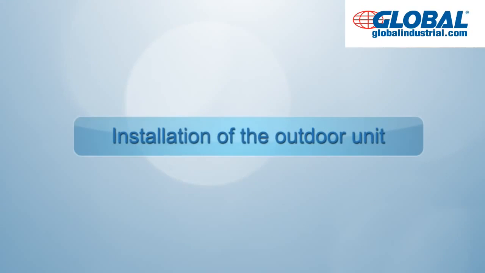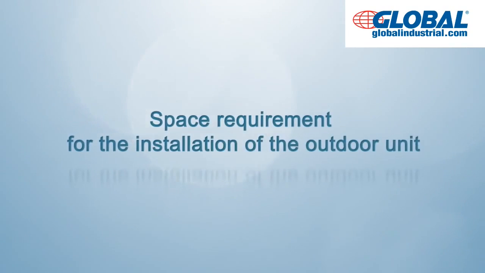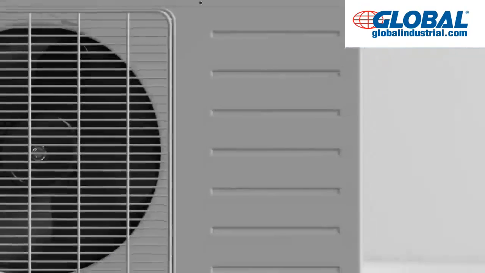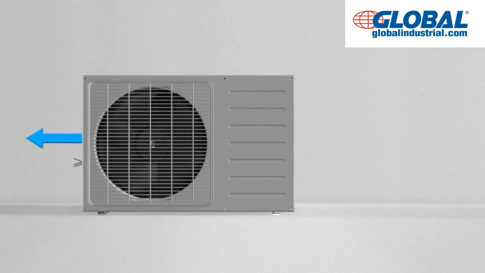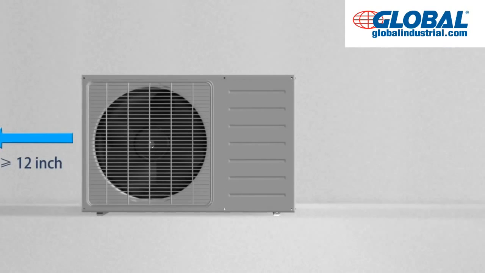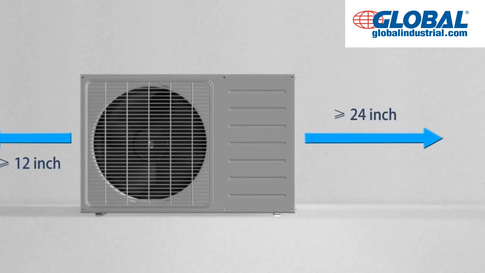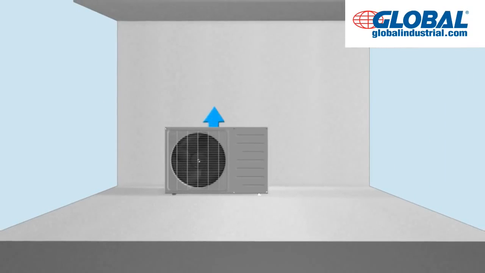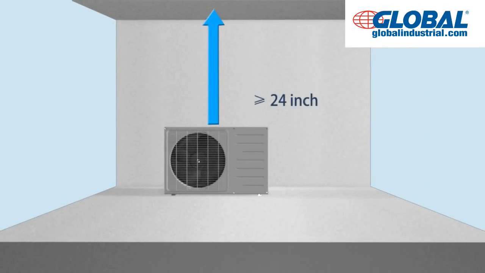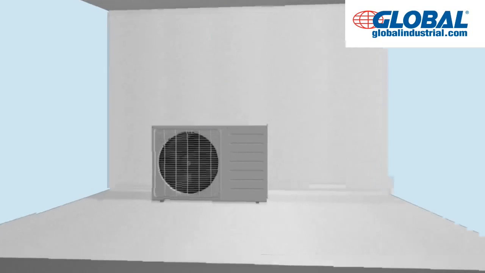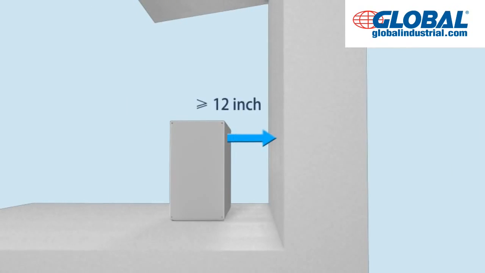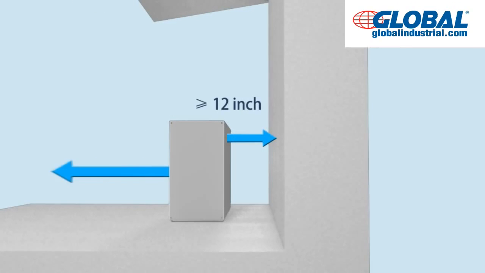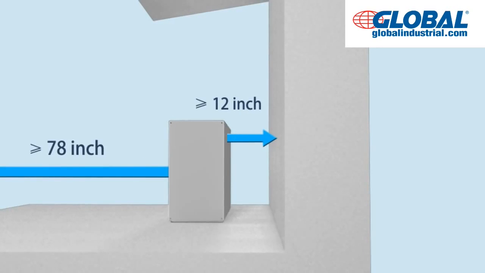Installation of the outdoor unit. Space requirement for the installation of the outdoor unit. Make sure that it is no less than 12 inches for left space of the outdoor unit. No less than 24 inches for right space. No less than 24 inches for upper space. No less than 12 inches for back space. No less than 78 inches for front space.